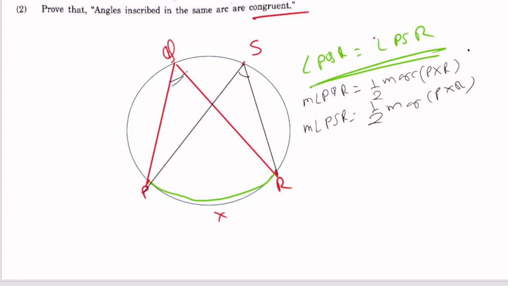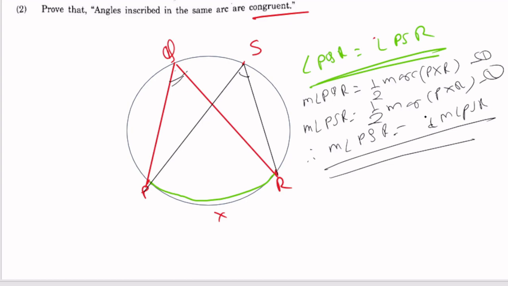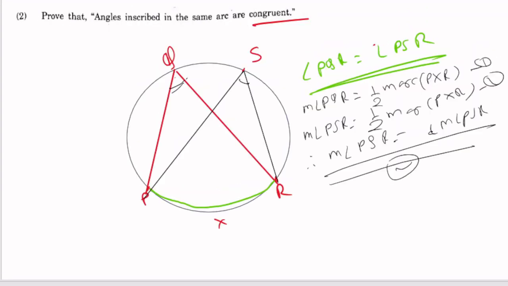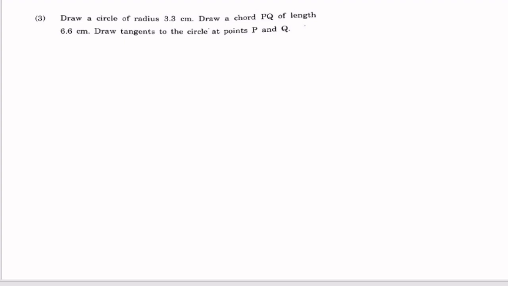Okay. Now compare 1 with 2. Therefore, we can write the measure of angle PQR is equal to the measure of angle PSR. And that's the only thing we have to prove. These are equal. It means those two angles are congruent. Right. So again, it comes to your logic. Let's go to the next question.